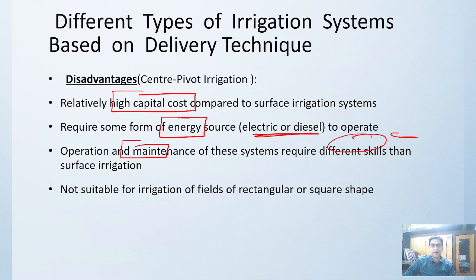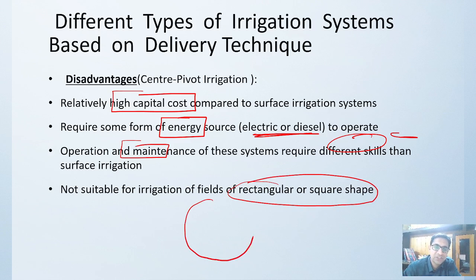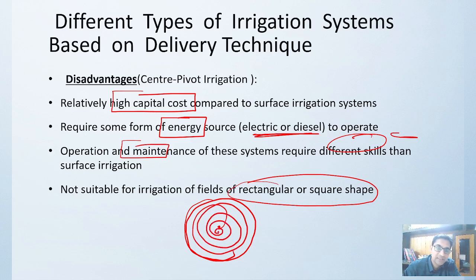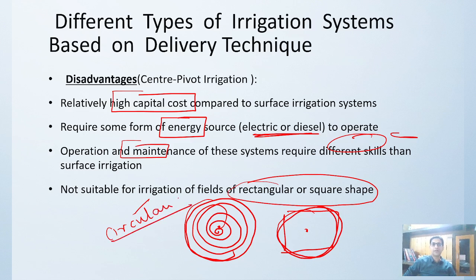Okay, and it is not suitable for irrigation of fields that are rectangular or square in shape, because otherwise it will be less efficient. It is only for a field which is circular in shape. Whenever this pivot is revolving, it will be revolving like this. But if you have a regular, rectangular field, this pivot will be leaving certain places unirrigated. Okay, so that is why this center pivot irrigation is utilized especially for circular fields.